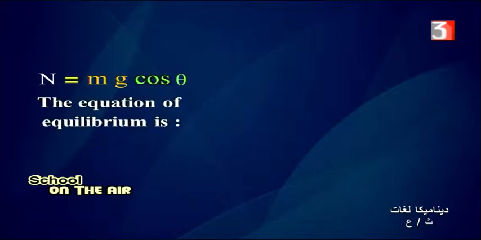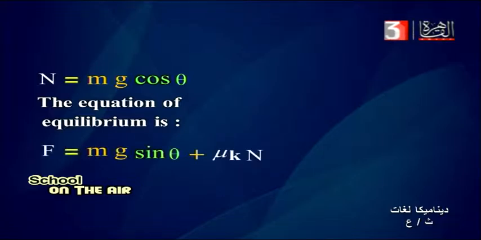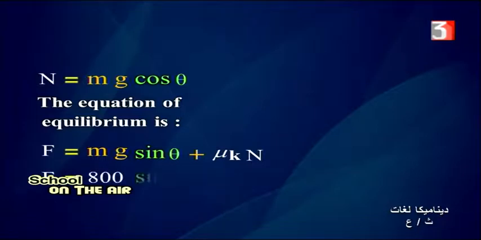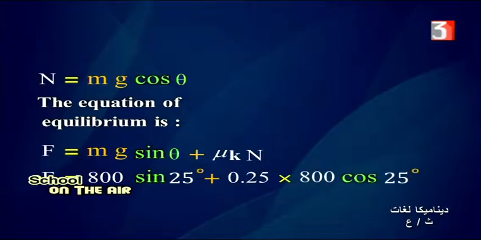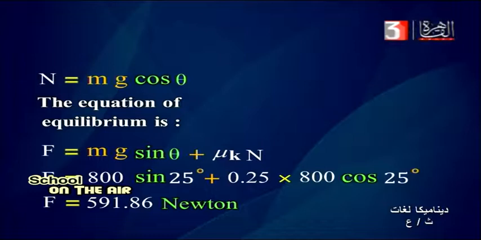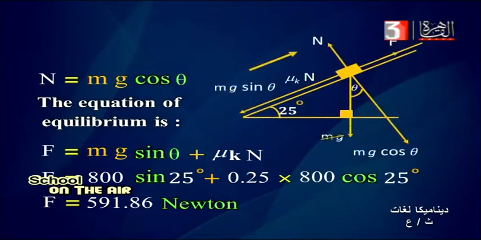The second case, N equals mg cosine theta, and the equation of motion is F equals mg sine theta plus mu k N, then F equals 800 sine 25 plus 0.25 times 800 cosine 25, then the force equals 591.86 Newton. In this case, the body moves upwards the plane.